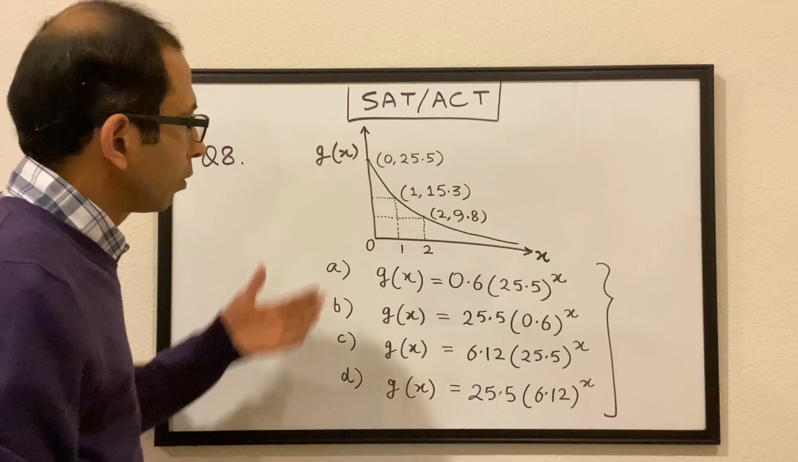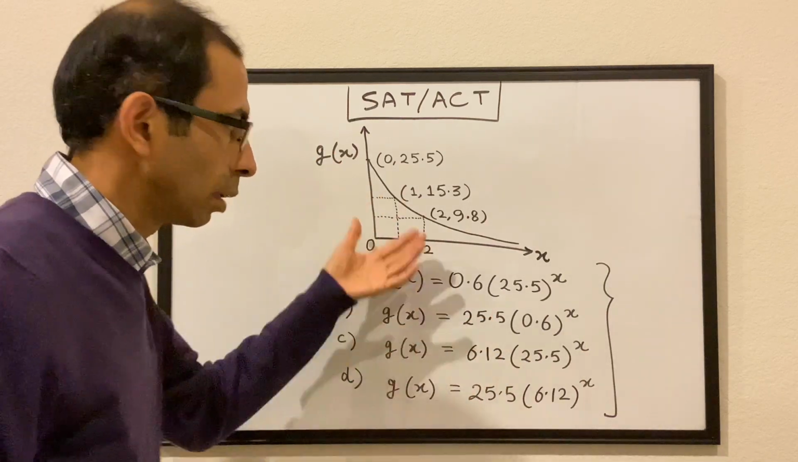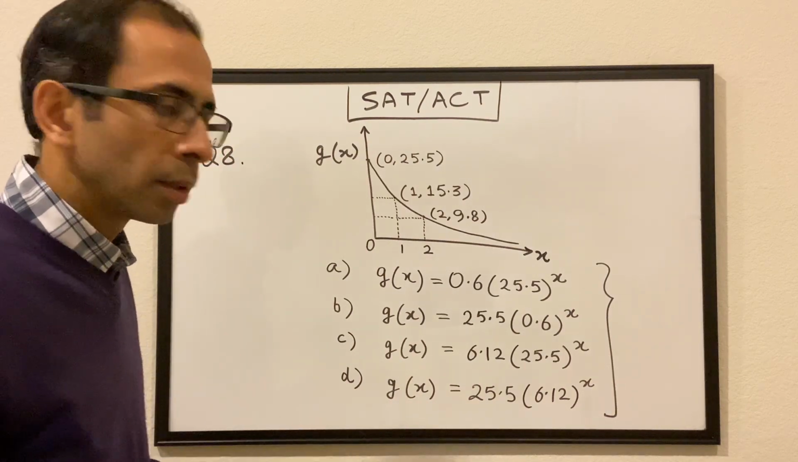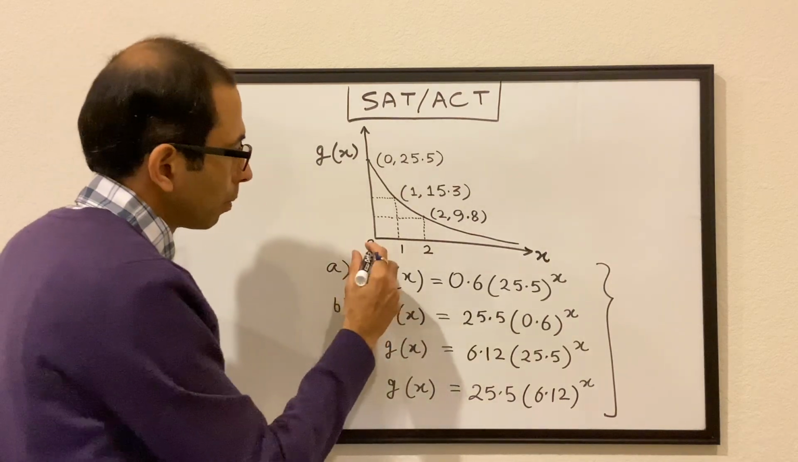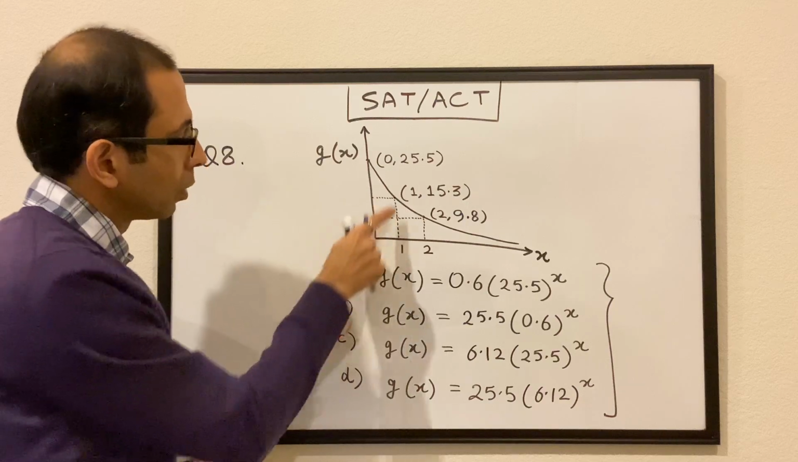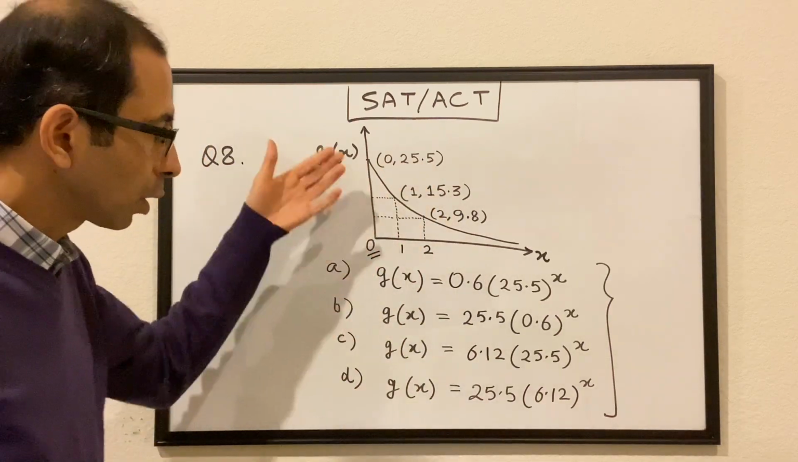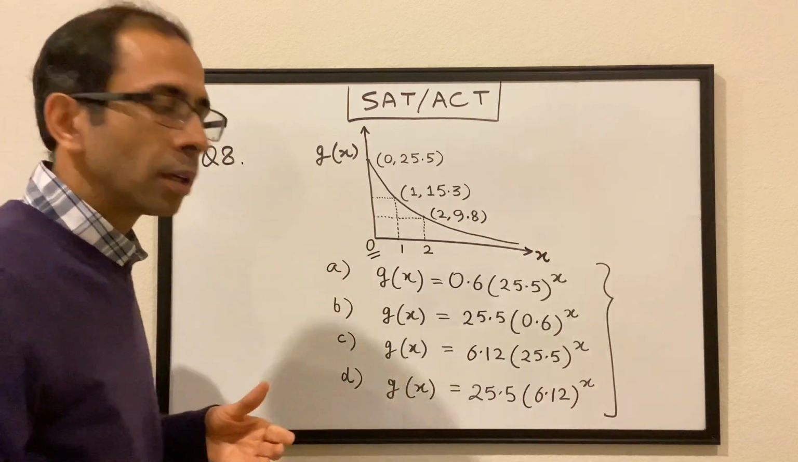So obviously they have given us some points, so we can plug in some points and try to eliminate the options, right? But we don't need to necessarily do that, right? We can be a little smarter, right? We can definitely put the value of x equal to 0 and see. So for x equal to 0, the value of gx is 25.5, correct?